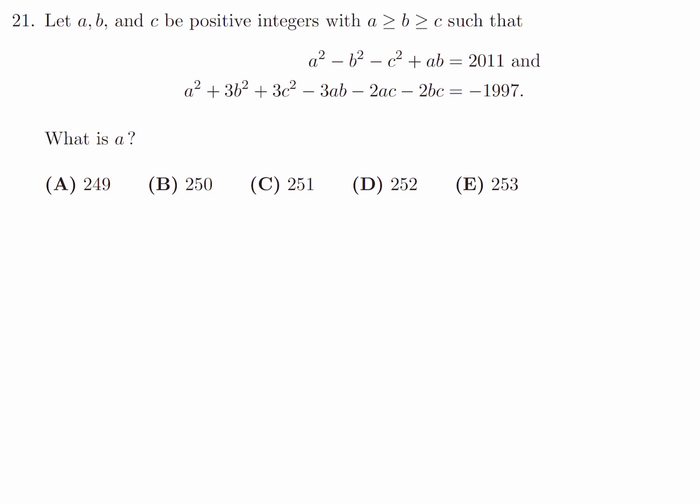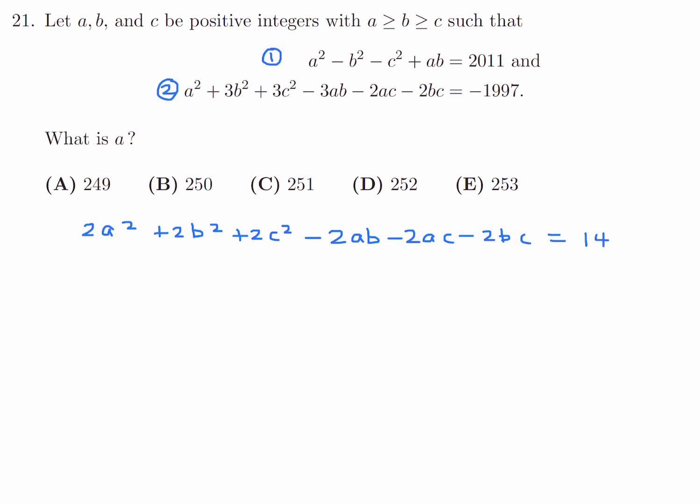Well, the first thing we need to do in this question is take this first equation and add it to that second equation. And when you do, you get 2a squared plus 2b squared plus 2c squared minus 2ab minus 2ac minus 2bc, and that is equal to 2011 minus 1997, which is just 14.